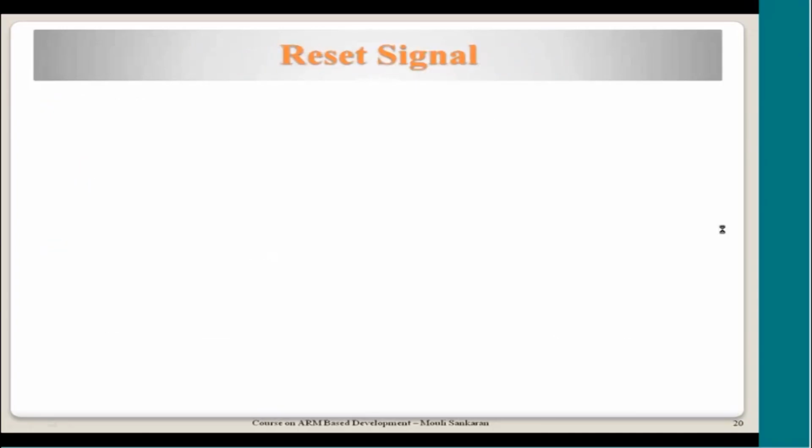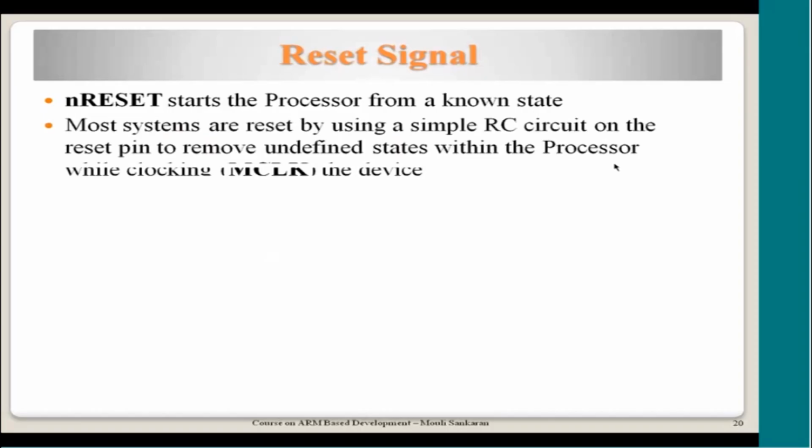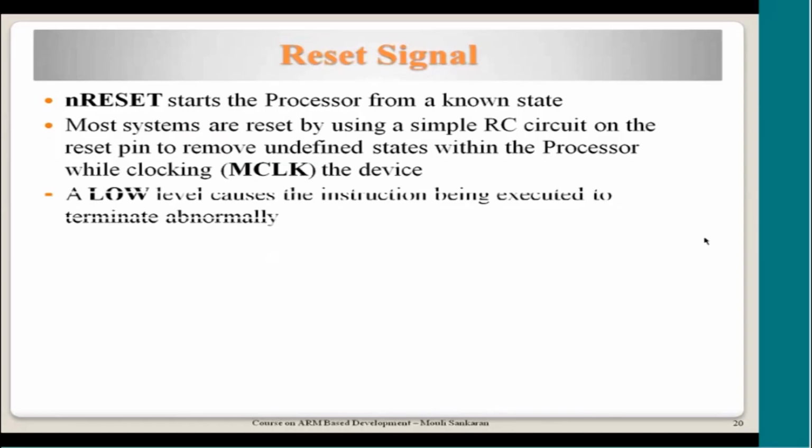Now let us see what the reset signal is all about. This is nReset, that means if it is low, a reset signal is coming. The processor needs to take action. Normally the reset signals are driven by an RC circuit. Now a low level causes the instruction being executed to terminate abnormally. You know that when the processor is running, suddenly somebody comes and resets the board. Whatever instruction execution is happening on the processor needs to be terminated, and then the processor needs to start from a known state. So that's the intent of reset.